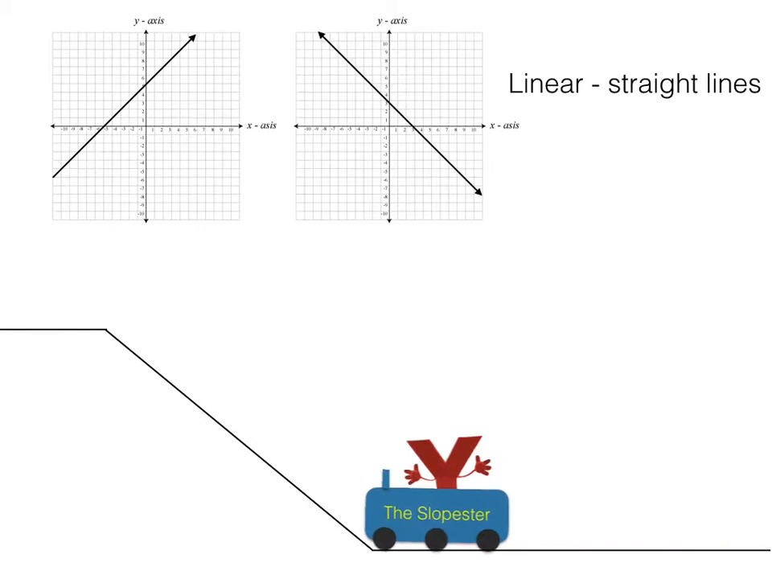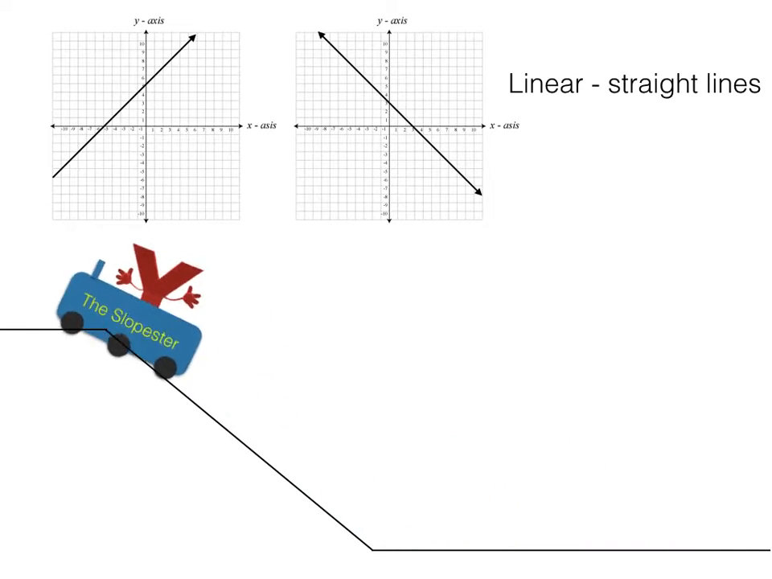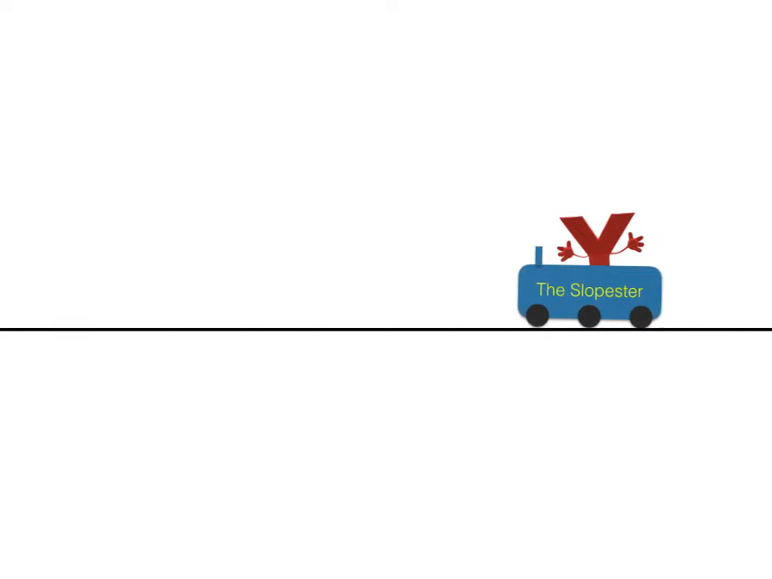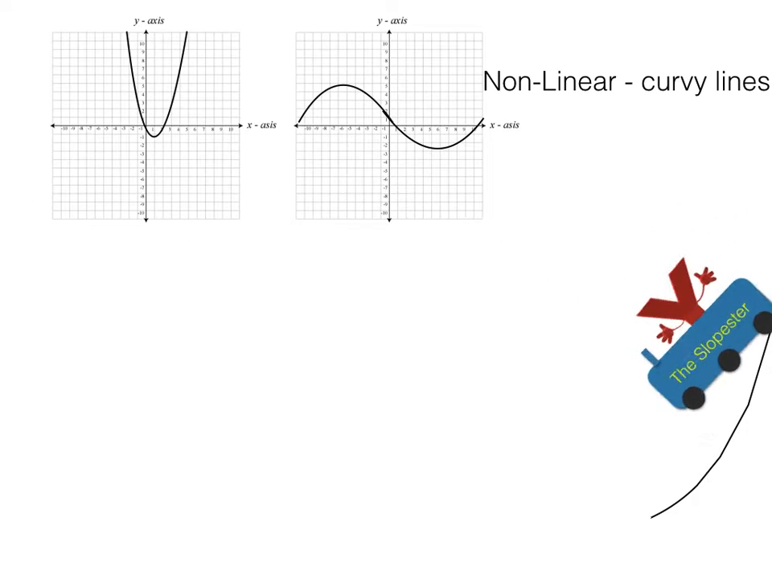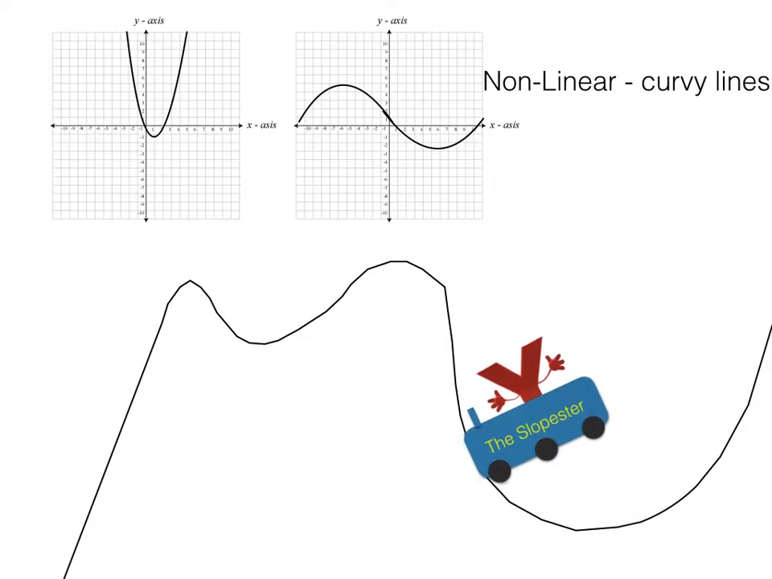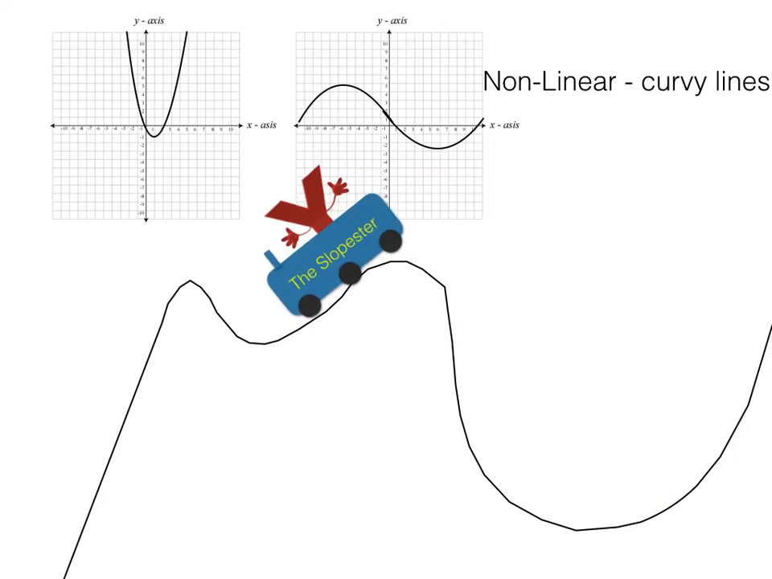The lines that we will study are linear, straight lines that go on forever in the same direction. There are also nonlinear lines, curvy lines that go on forever in different directions.